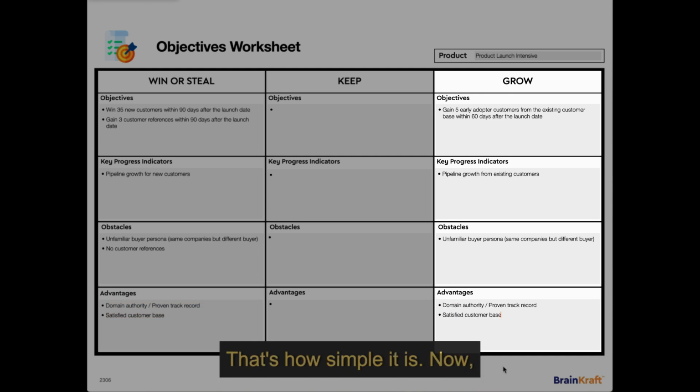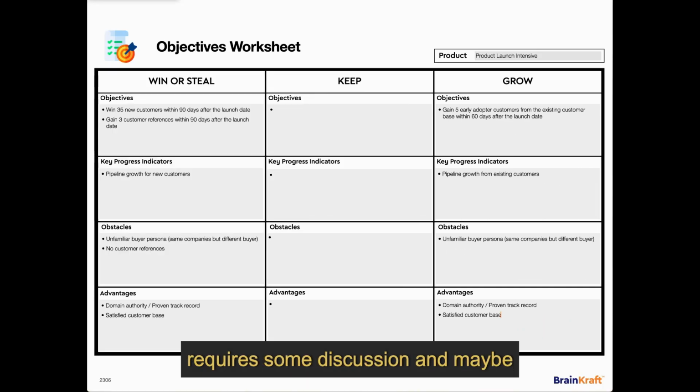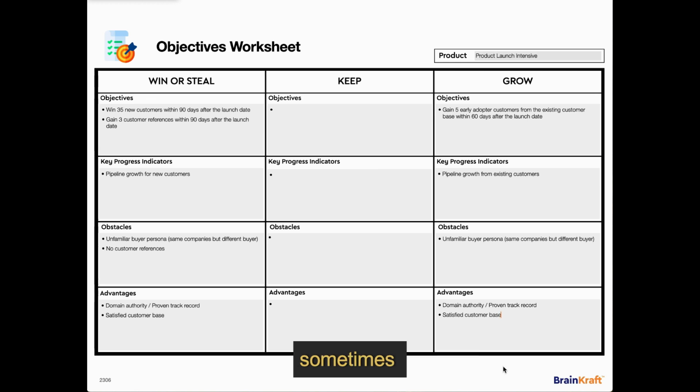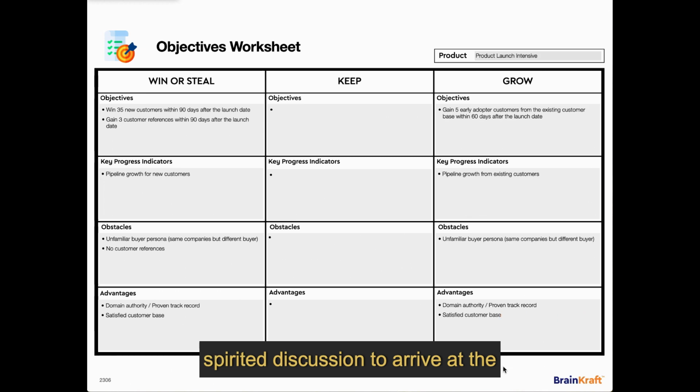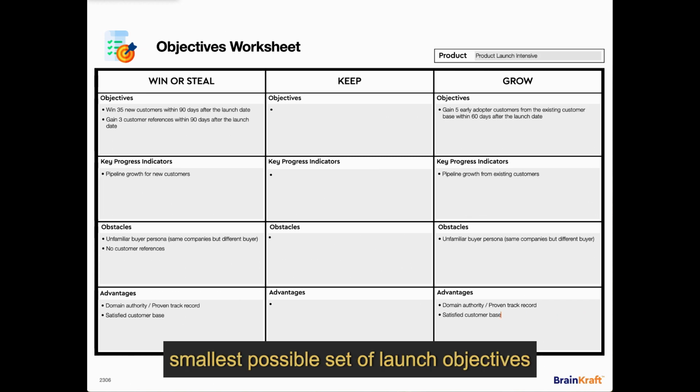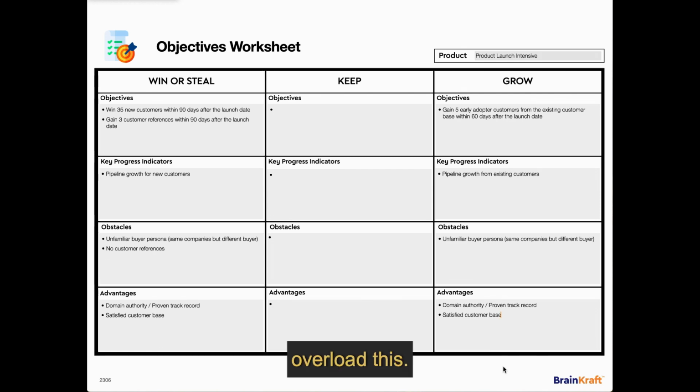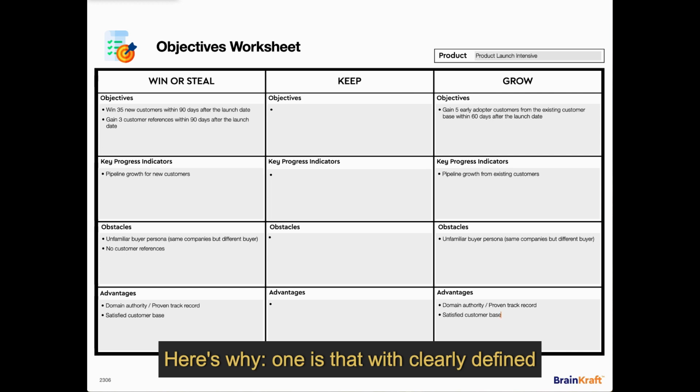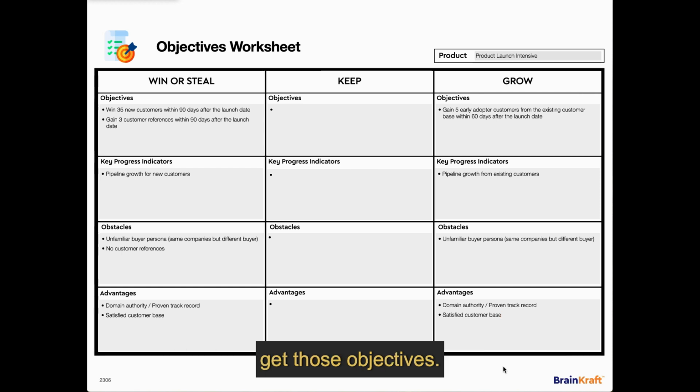So there you have it. That's how simple it is. Now, it requires a thought process, and it requires some discussion and maybe sometimes spirited discussion to arrive at the smallest possible set of launch objectives you can come up with. You don't want to overload this. Here's why. One is that with clearly defined and concise launch objectives, your entire launch team knows what they need to focus on and what part they play in helping to get those objectives.